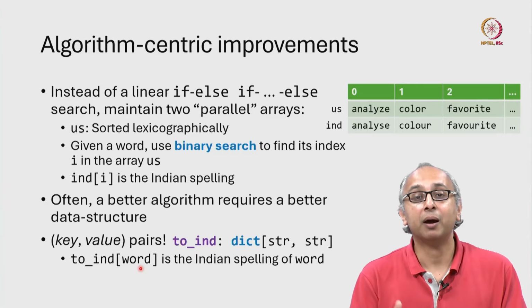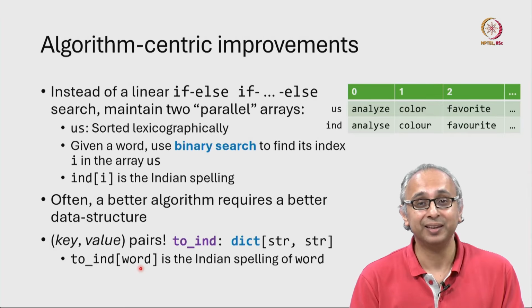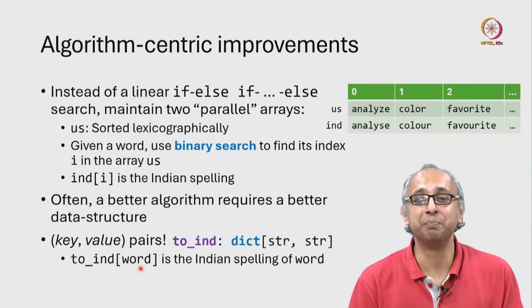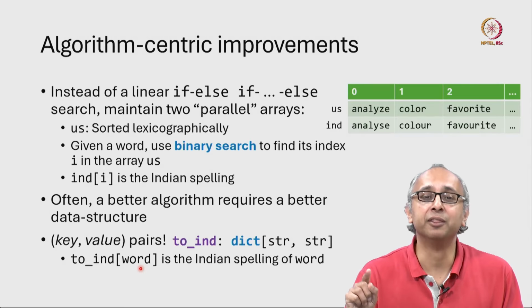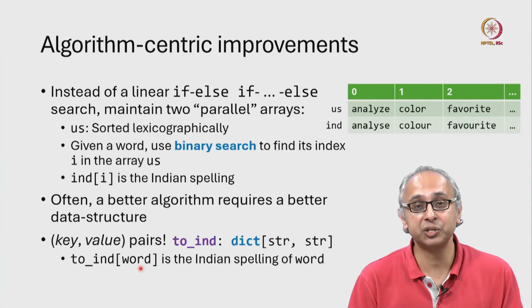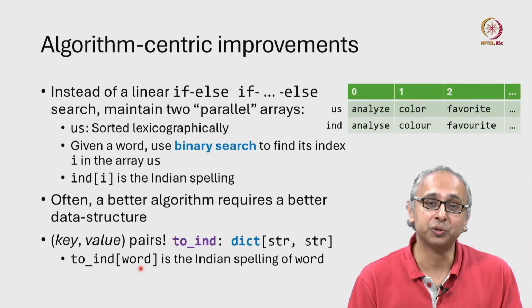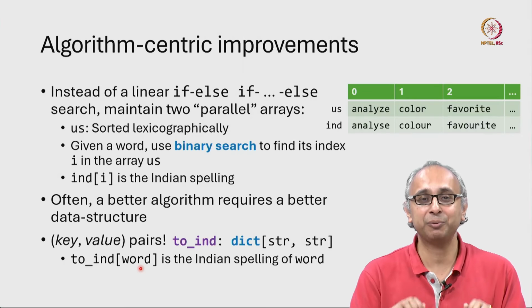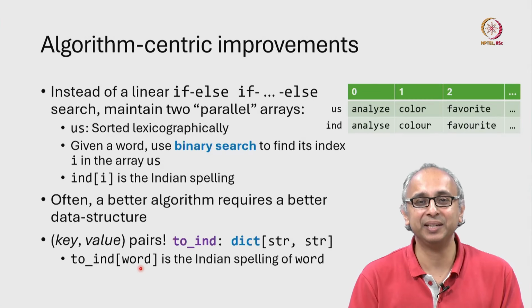Now, how do you implement a dictionary in C? It doesn't exist as a built-in type. You would have to either find somebody else's dictionary implementation or write your own. Or stick with Python. It has a built-in dictionary.